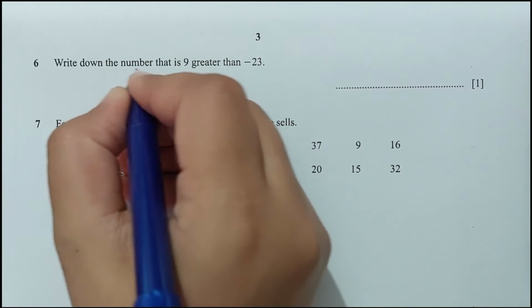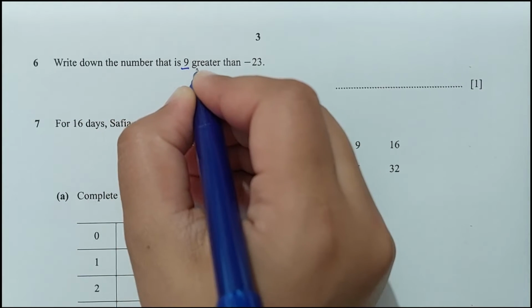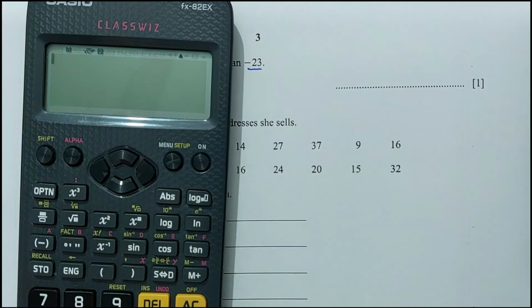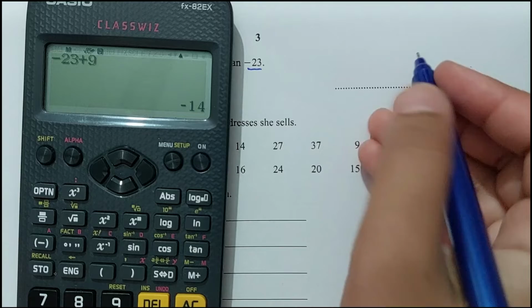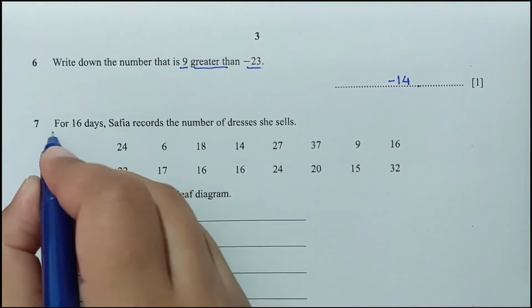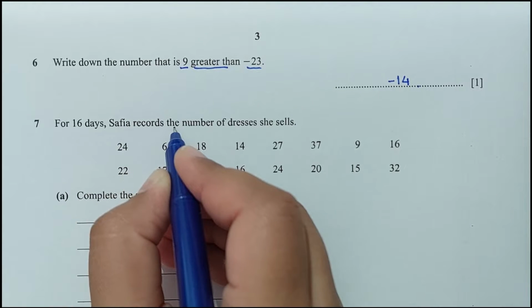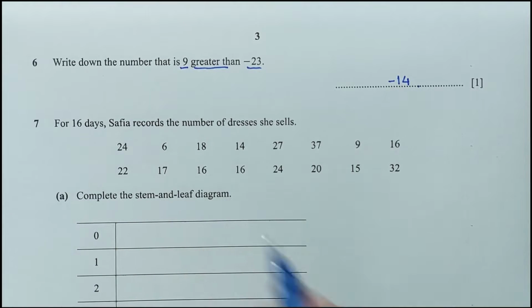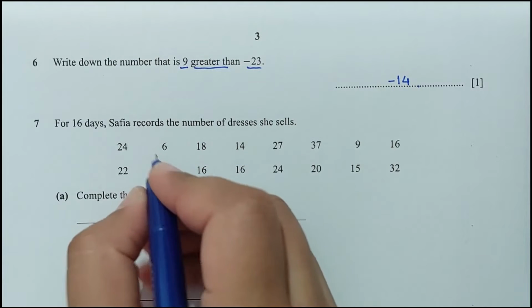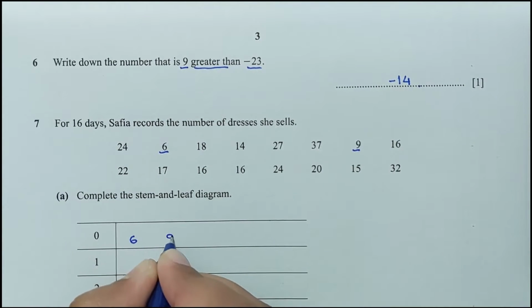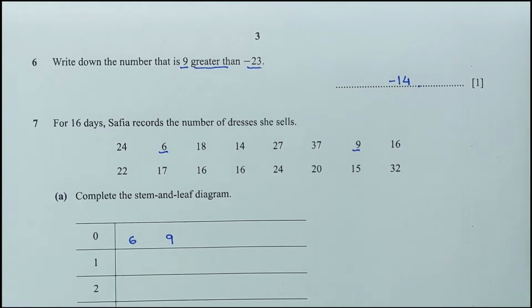Question number 6, write down the number that is 9 greater than -23. 9 greater than -23, adding 9, so that is -14. Question number 7, for 16 days, Safia records the number of dresses she sells. Part A, complete the stem and leaf diagram. Now with 0, we have 6 and 9. Now let me pick with 1.